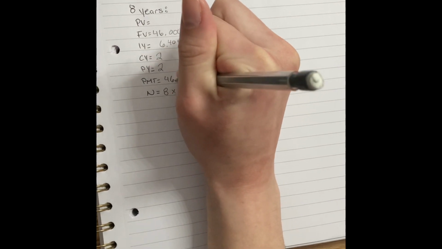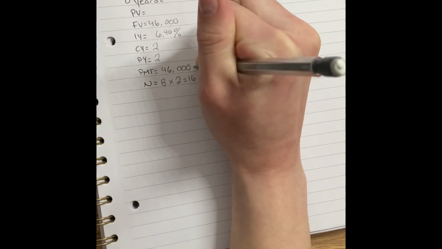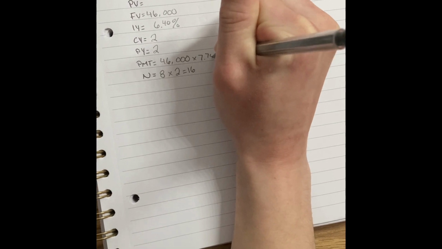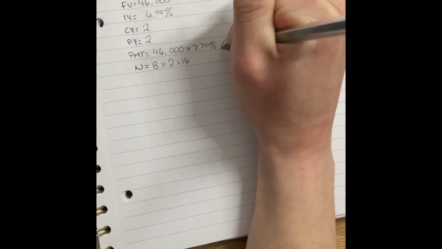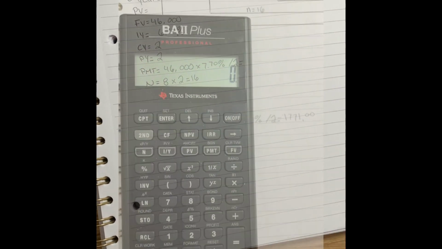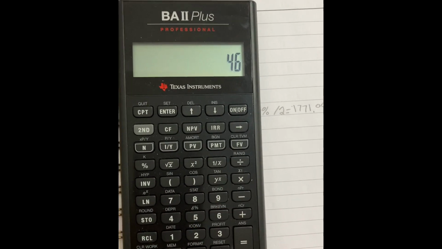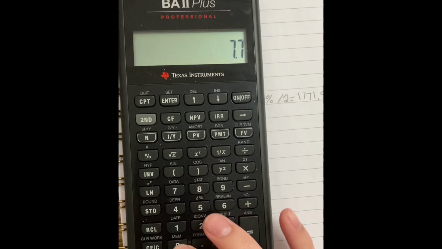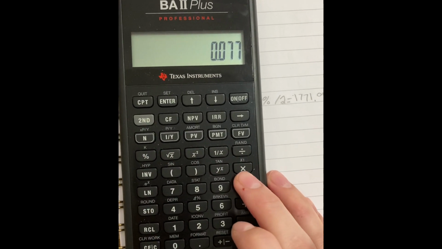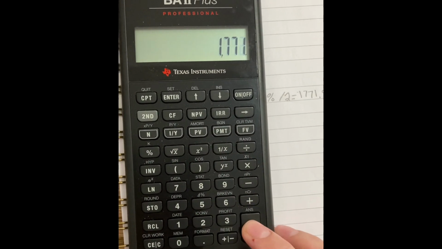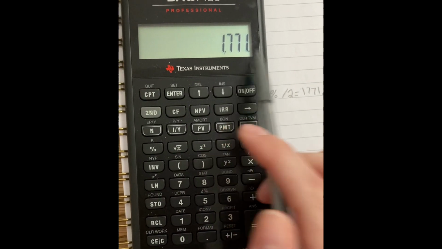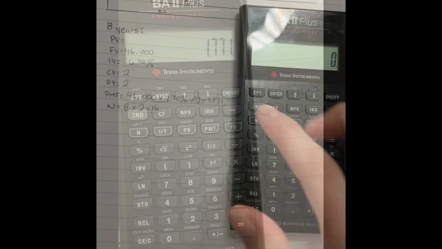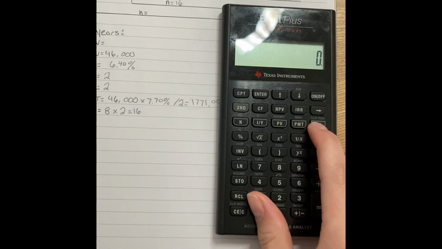And then for PMT, it'll be the price of the bond times the coupon rate, divided by CY. So $46,000 times 7.70% divided by 2 ends up equaling 1,771. So now we can put that in your calculator.